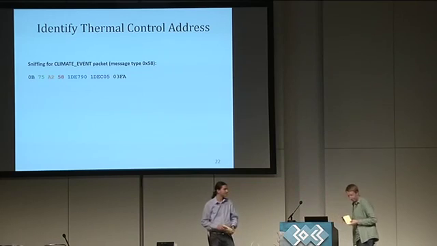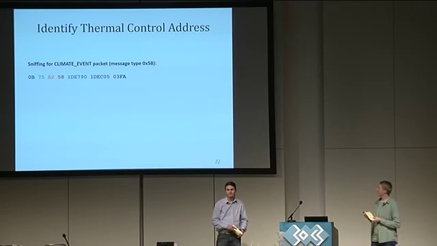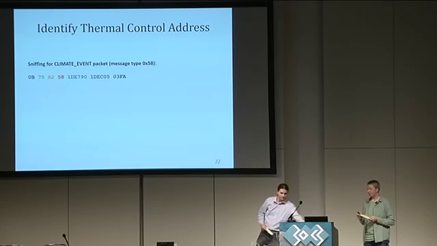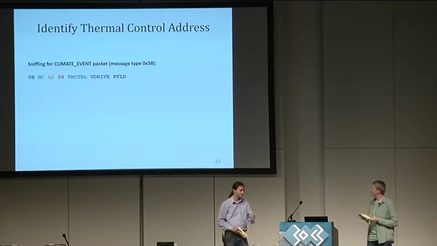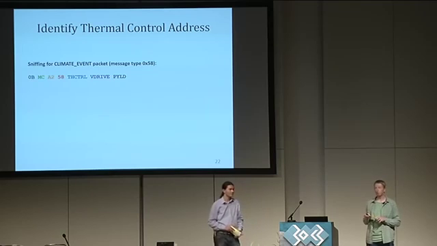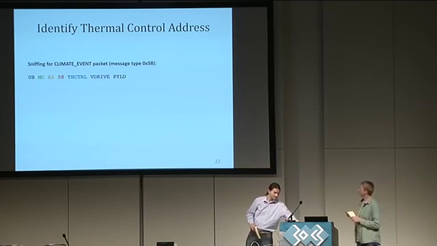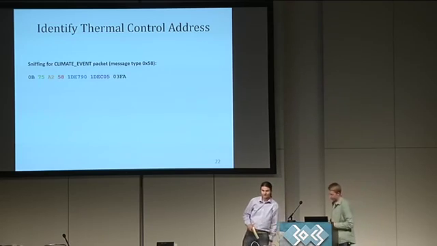Now our first step is to identify the address of a thermal control. To do that, we need a packet that is specific for thermal controls. And the XML files are our friend. So we just look into the XML file of the thermal control device and there find a packet with a message type of 58, which is specific for thermal controls. So we just need to sniff for a packet of this message type, which we are doing now.